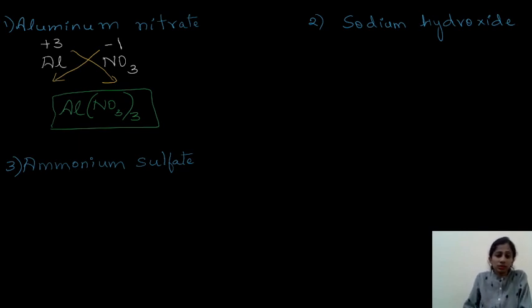Okay, again you can check the charges here. Aluminium is plus 3. Nitrate, each single charge is minus 1. So there are 3 nitrates. So plus 3 into minus 1. So 3 minus 3, that is 0.